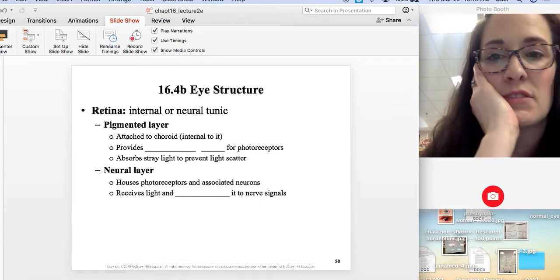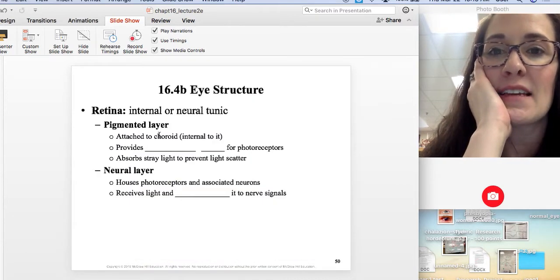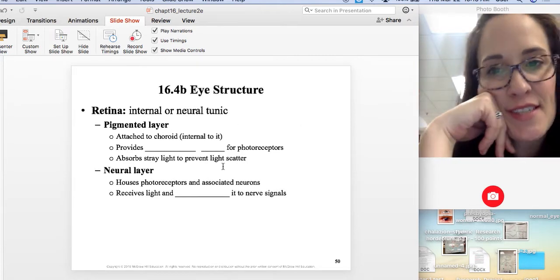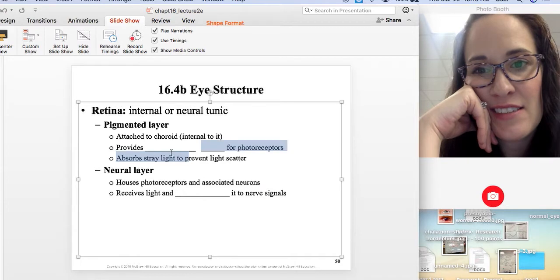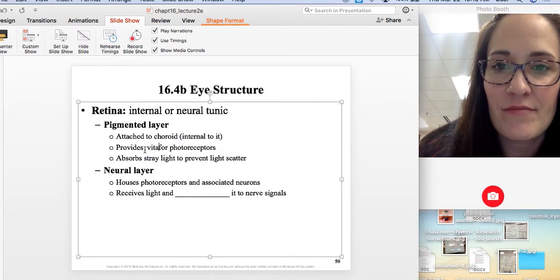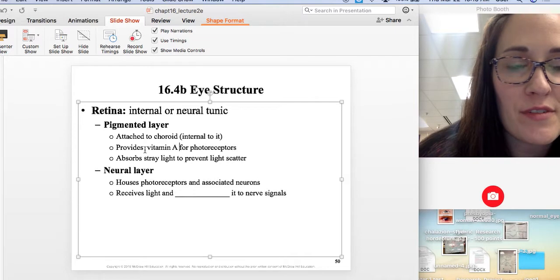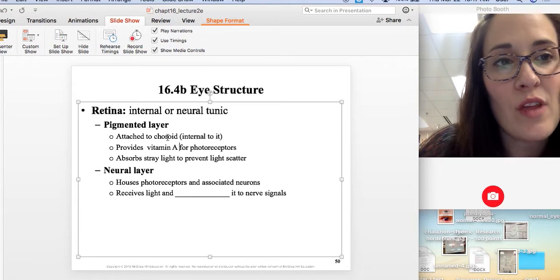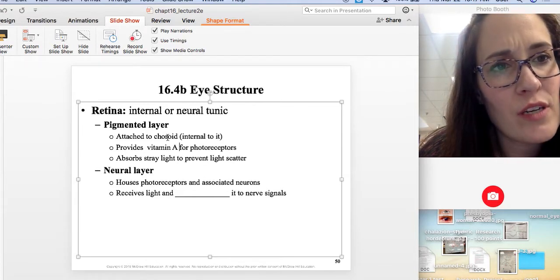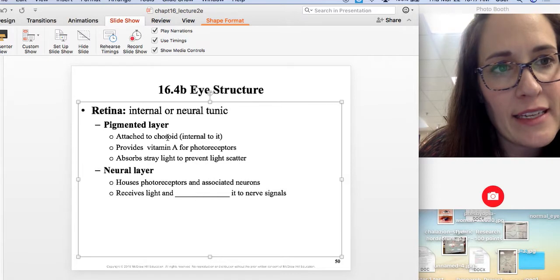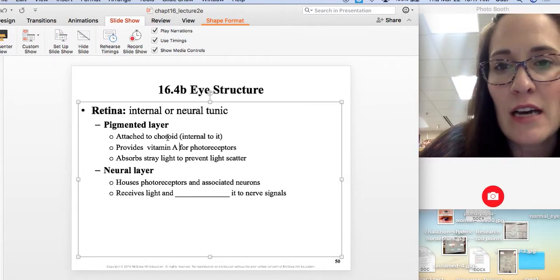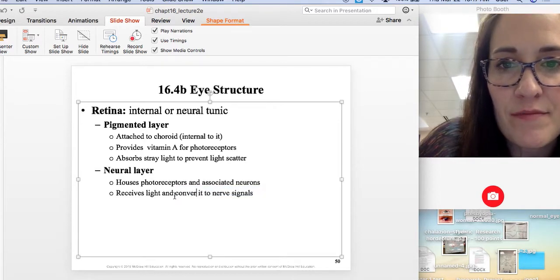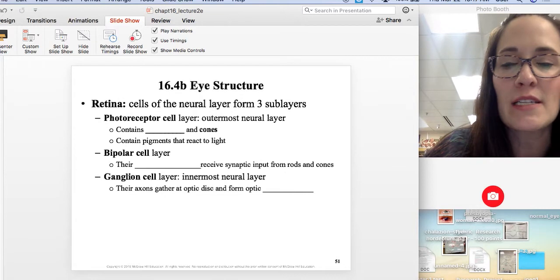The retina is the innermost layer of the eye, and the retina is split into two layers itself. The pigmented layer provides vitamin A for your photoreceptors, the receptors that detect the light. Any time in the eye where it's pigmented, it absorbs light, so the light doesn't bounce around in the eye. The neural layer receives light and converts it into nerve signals that your brain interprets.